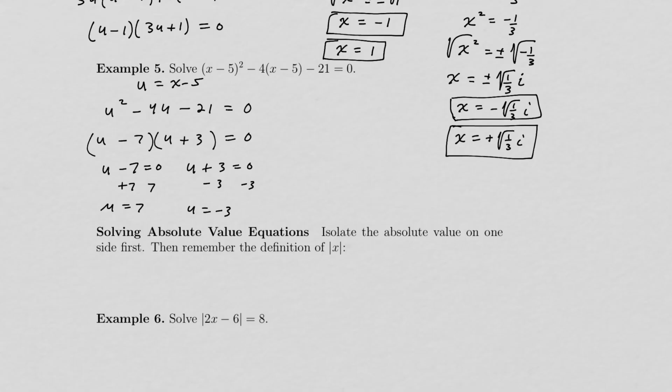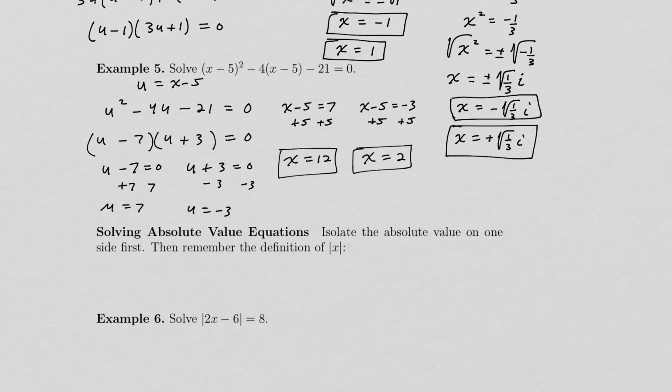But then I have to go back in and plug in x minus 5 for u, right? So in the first case, I'm going to have x minus 5 is equal to 7. In the second case, I'm going to have x minus 5 is equal to negative 3. And if I solve this, I'm going to add 5 to both sides, I'm going to get x is equal to 12. So that's one possibility. And then if I solve the second one, I'm going to add 5 to both sides. Negative 3 plus 5 is positive 2, so I'm going to get x is equal to 2. And those are my two solutions, right? X is 12 or x is 2.